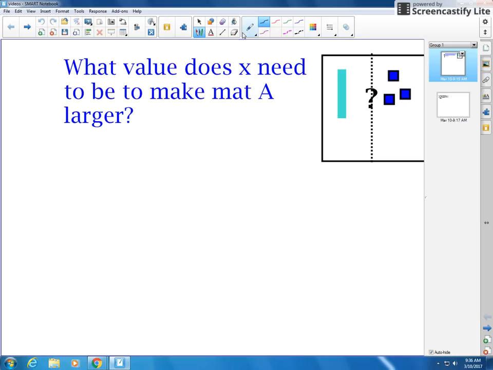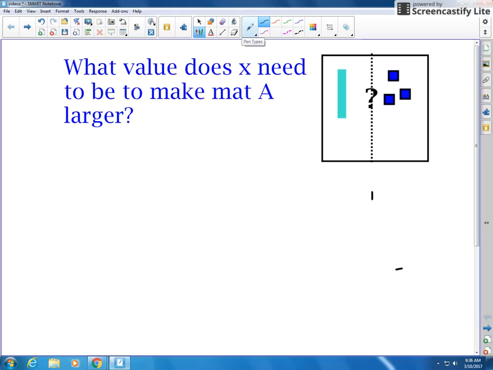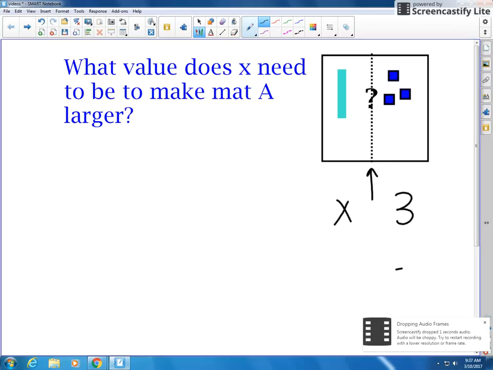I'm looking at an inequality mat, and I know it's an inequality mat because I have the dotted line right here and there's an equal sign. So that means I don't know which side is larger than the other. I simplified it and I have x on one side and 3 on the other side. Now if I read my question, it says, what value does x need to be to make mat A larger? Well, if I want x to be larger than 3, then x must be greater than 3.